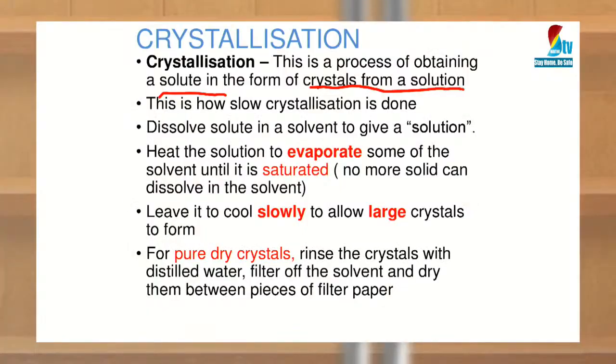Now the last type of method we shall talk about is crystallization, dear learner. Crystallization is a process of obtaining a solute in the form of crystals from the solution. Please note that we want it to have this crystalline texture. This is how we're going to do this. Dissolve the solute in the solvent to have the solution first, and then we gently heat the solution to evaporate, this time, some of the solvent.